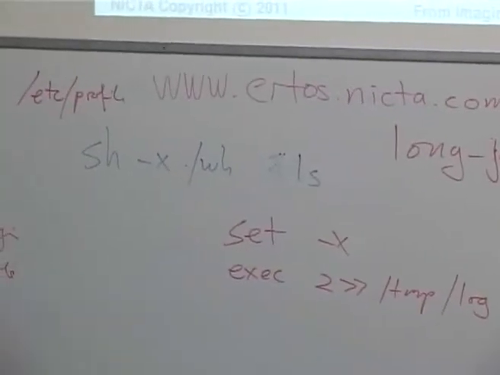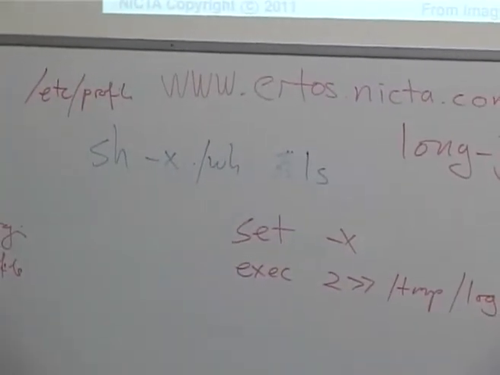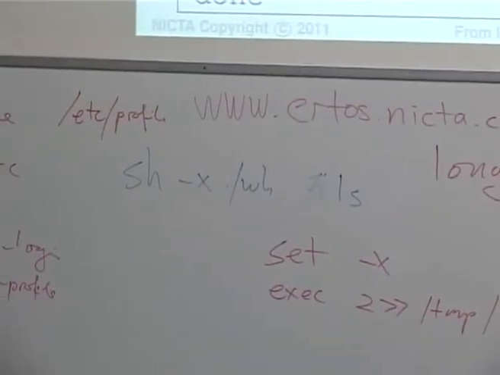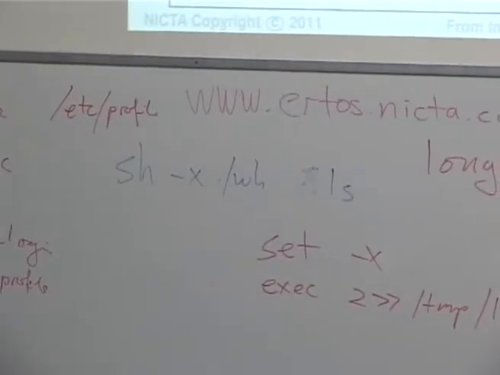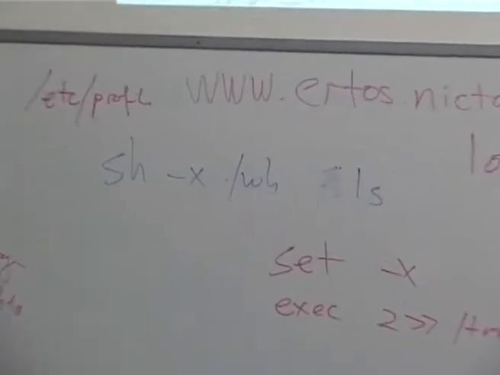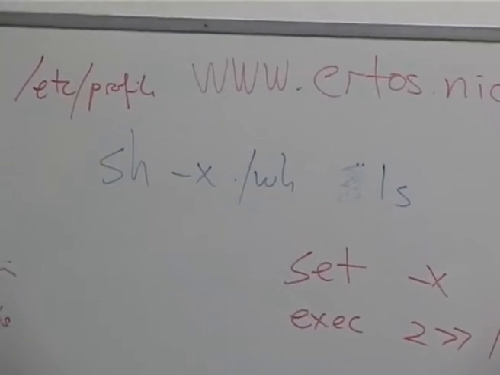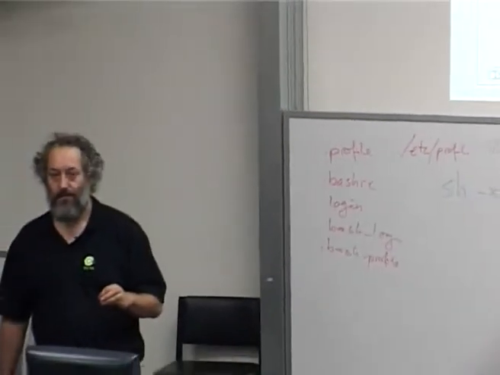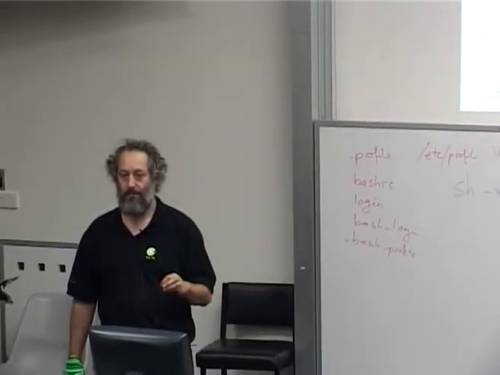Yeah, because dash v just shows it as it reads. It doesn't do it as it executes the things. Dash v and dash x both show you what's in the script, but dash v will show you the script as created, so if it's a loop, it can just show you here's a loop. Okay. Dash x will show you as it goes around the loop, it'll print based on that.